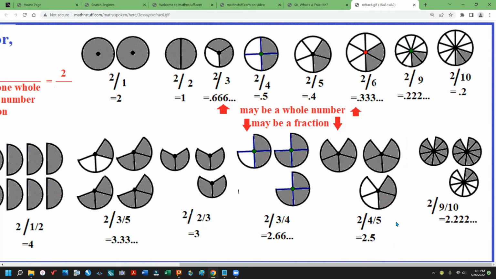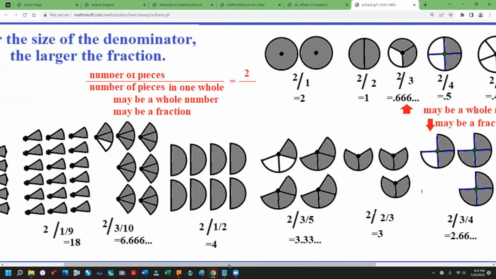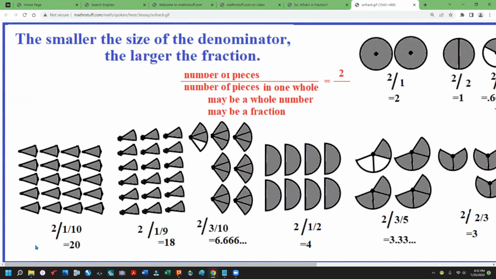So as we keep the numerator, the number of pieces, constant, but change the denominator, getting smaller, 9/10, 8/10, 3/4 or 0.75, 7.5, 6 2/3 tenths, as we make the whole number of pieces in a whole smaller and smaller and smaller, the numbers increase.